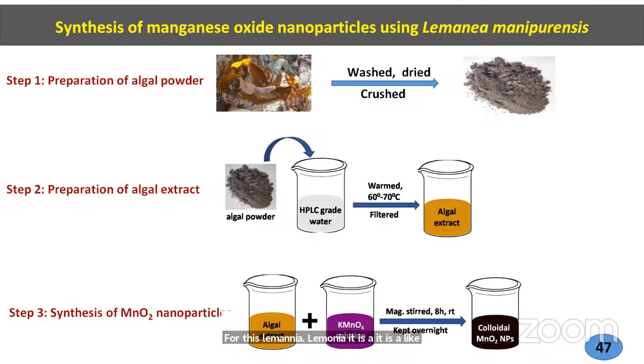We have seen green algae and blue-green algae, and we also tried to see, because this Lemania moniporensis is found in northeast India, whether this red algae is very efficient or not. So we took HPLC grade water and prepared an algal extract of this Lemania.